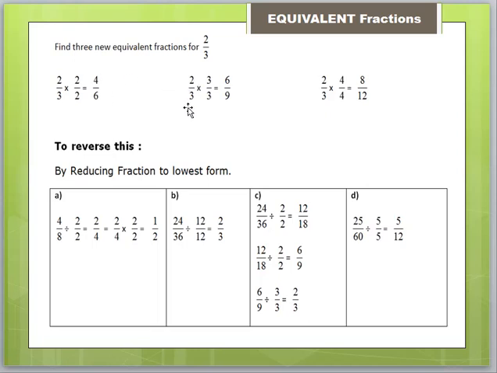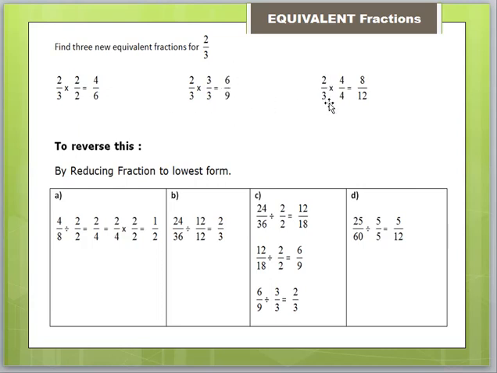Second, 2 upon 3 will be multiplied by 3 upon 3. You can take any numbers, but if I'm going sequentially, after 2, I will be multiplying with 3. Okay, so 2 3s are 6 and 3 3s are 9. So I've got a new fraction for 2 upon 3 as 6 upon 9.